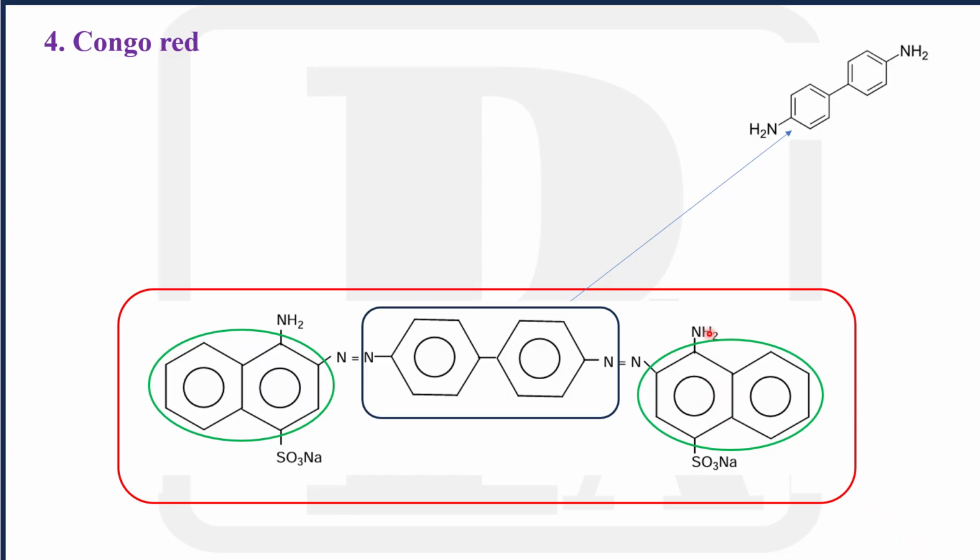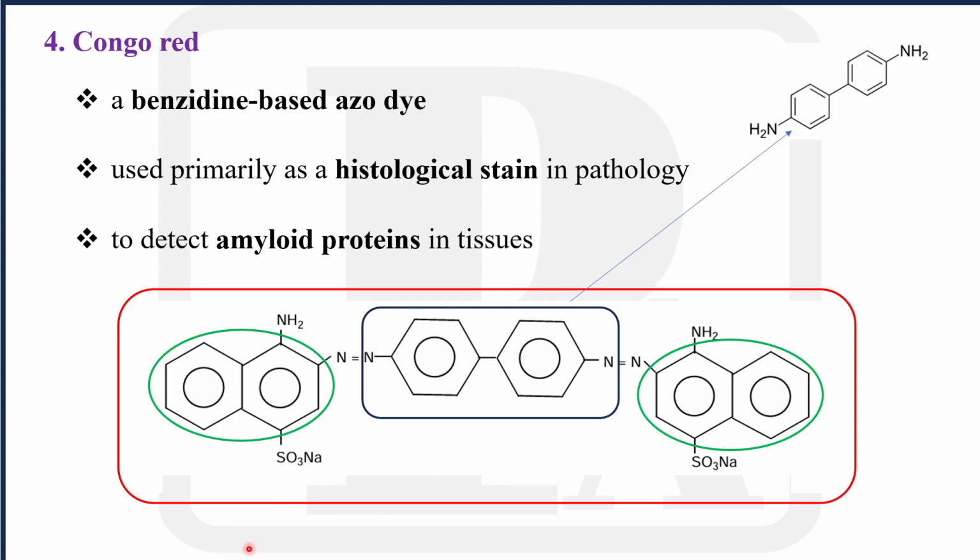Look at the naphthalene. On upper ends, both the naphthalenes were having amino group, and the lower ends they are having sodium salt or sulfonic acid. So what is Congo red? Benzidine is there. That is connected with one more nitrogen by means of a double bond, and that is connected with naphthalene. Upper ends are having NH2 on both the ends. Lower ends are having sodium salt or sulfonic acid. This is Congo red. So it is a benzidine based azo dye used mainly as a histological stain in pathology for detecting amyloid proteins in the tissues.